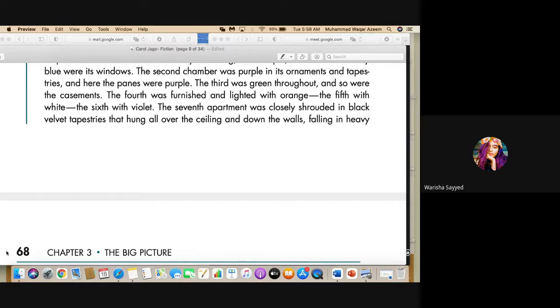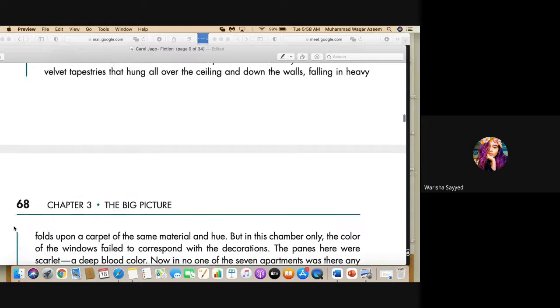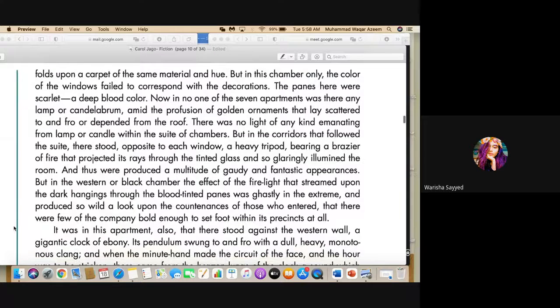closely shrouded in black velvet tapestries that hung all over the ceiling and down the walls, falling in heavy folds upon the carpet of the same material and hue. But in this chamber only, the color of the windows failed to correspond with the decorations. The panes here were scarlet, a deep blood color.